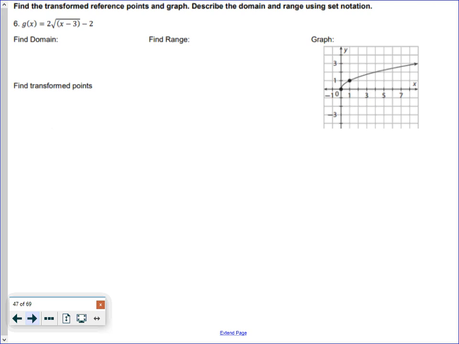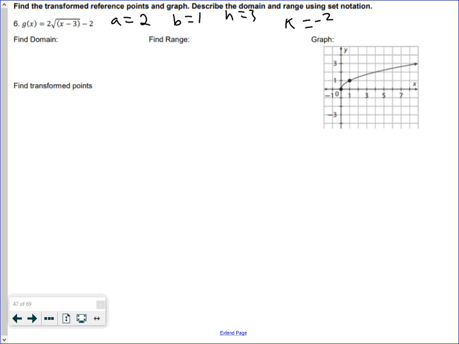On to number 6. We're told to find the transformed reference point, graph, and describe the domain and range using set notation. So first we need to find the domain. Well, before that, actually, let's go ahead and find our a, b, h, and k. I think that's always worth finding first. Our a is 2, our b is 1, our h is 3, and our k is -2.